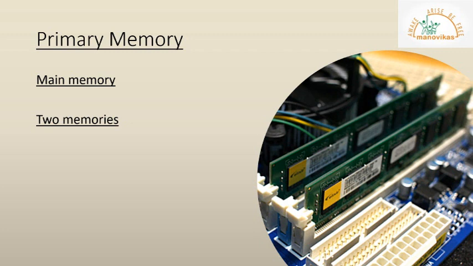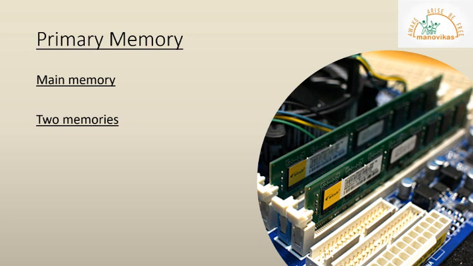Primary memory of the computer is also called the main memory or internal memory. Now this memory has some characteristics. Firstly, this memory can be directly accessed by the CPU. Secondly, this memory is very fast. And thirdly, any process to be executed has to be first loaded into the primary memory. That means before any process, you need to get access to this memory.